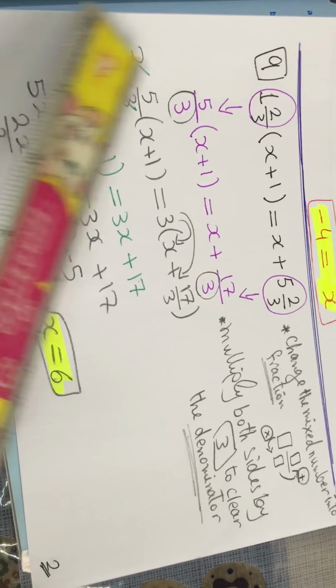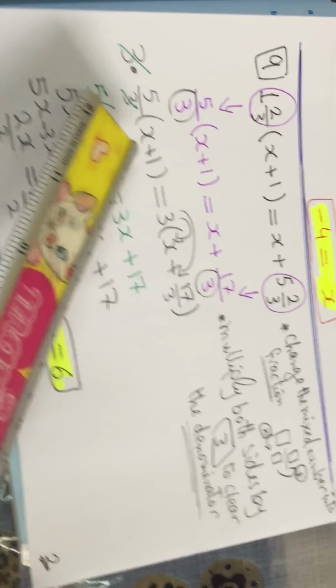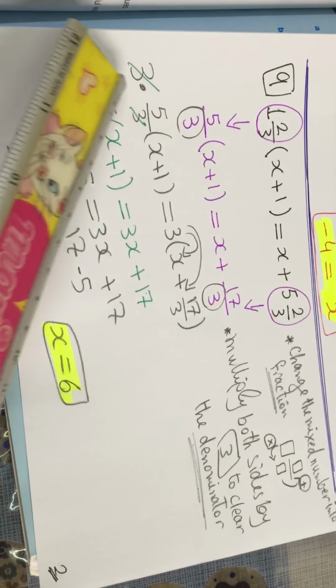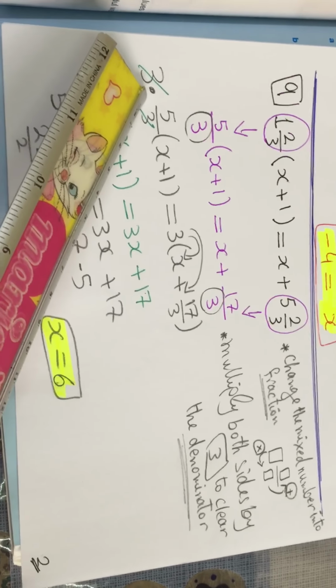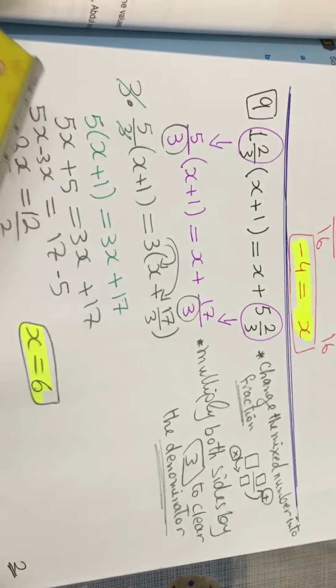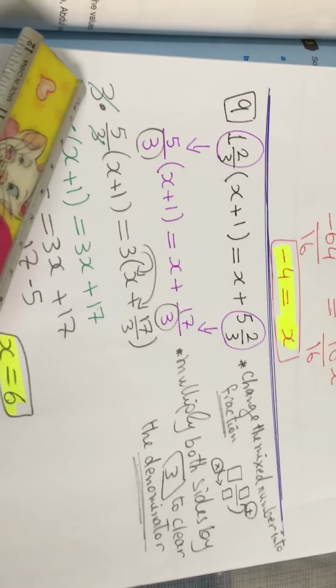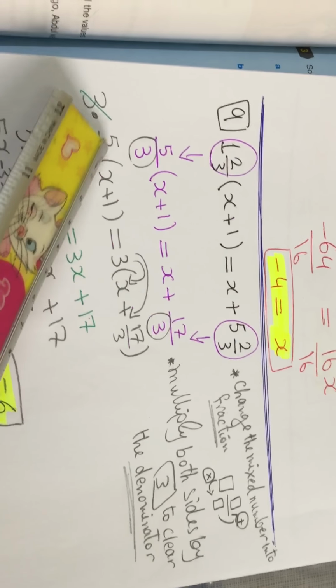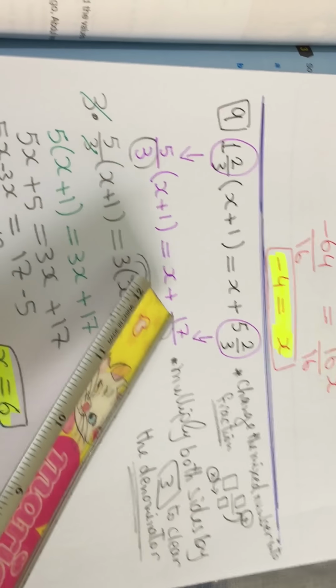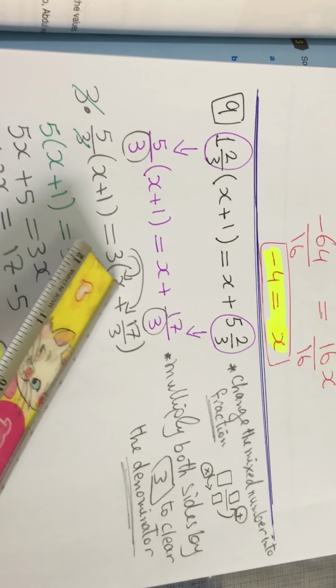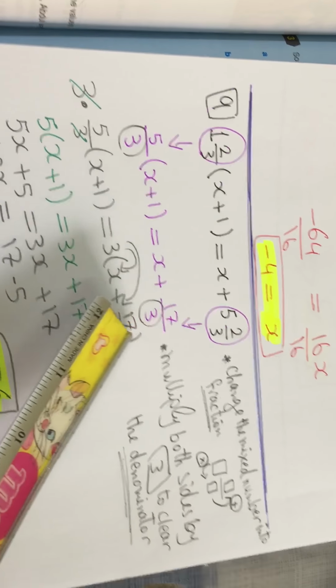As you see here, 3 multiply 5 over 3. Don't distribute, multiply first to clear the denominator. It will be easier. And here also multiply by 3. Cancel 3 with 3, give me 1, and then what's left? 5. Here 3 multiply x and 3 multiply 17 over 3.